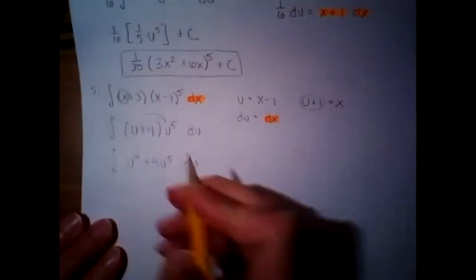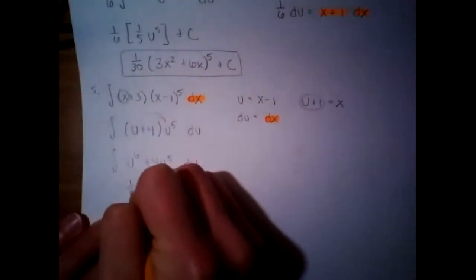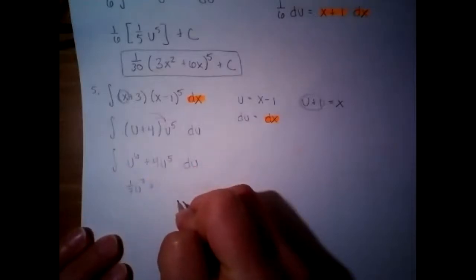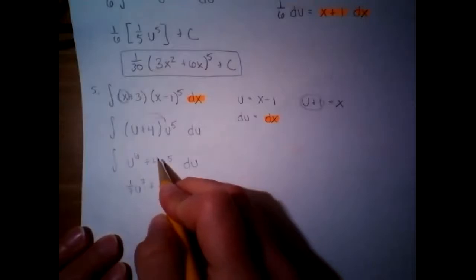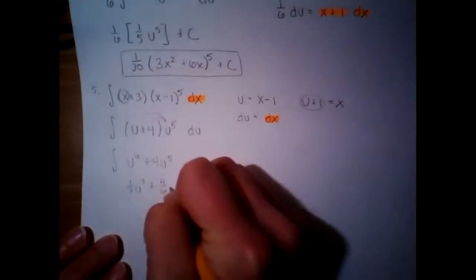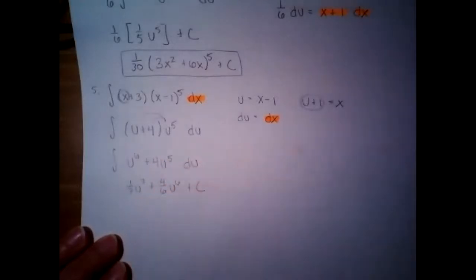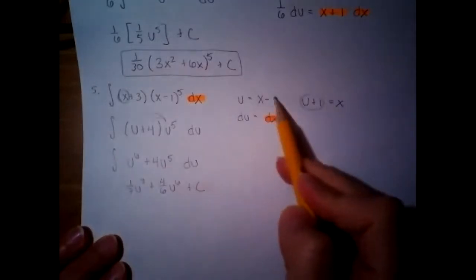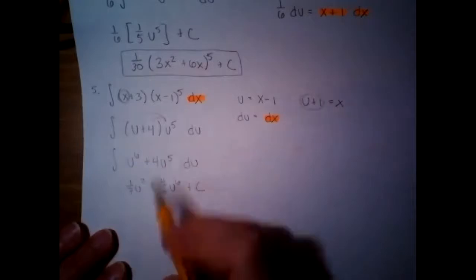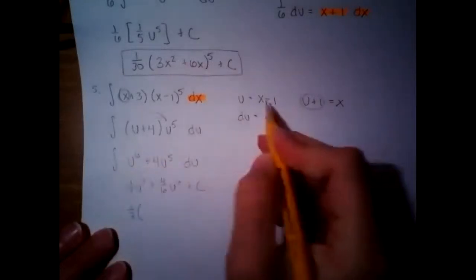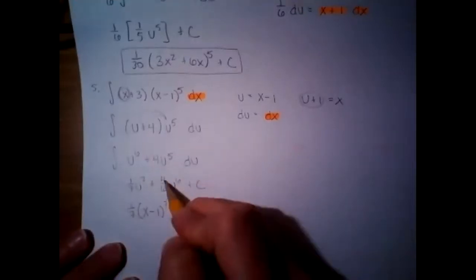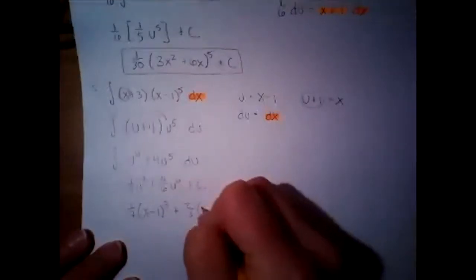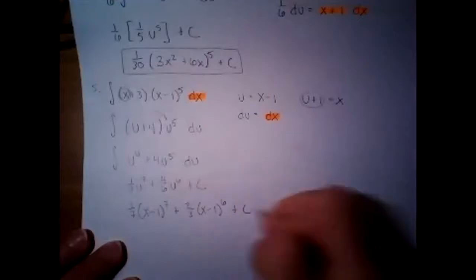So this would be 1/7 u to the 7th plus, now you'd want this to be 1/6 u to the 6th, but there's a 4 there. So it would be 4/6 u to the 6th plus c. And then last step, we're going to plug x minus 1 back in for u. So this is 1/7 times x minus 1 to the 7th plus, and I'll reduce that, that'll be 2/3 x minus 1 to the 6th plus c.